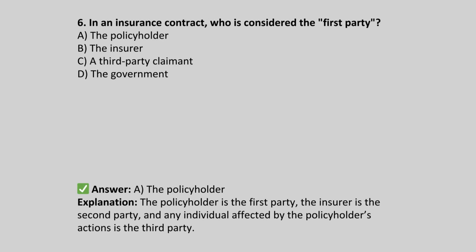In an insurance contract, who is considered the first party? A. The policyholder. B. The insurer. C. A third-party claimant. D. The government. Answer: A. The policyholder. Explanation: The policyholder is the first party, the insurer is the second party, and any individual affected by the policyholder's actions is the third party.